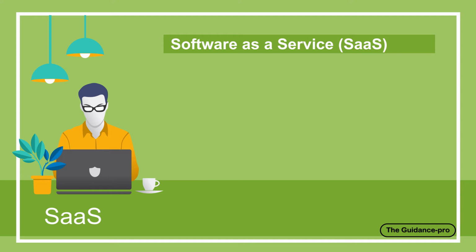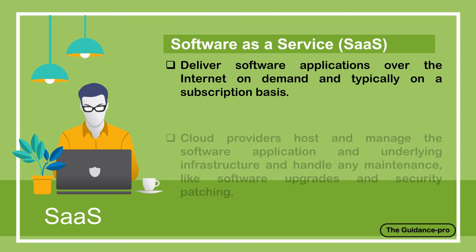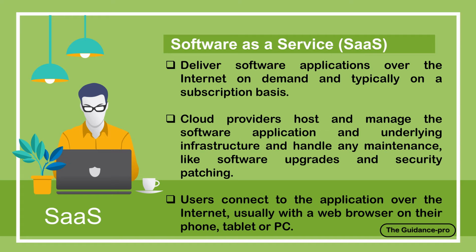The third type of service model is SaaS, which refers to Software as a Service. As the name indicates, this model provides end-to-end software services, delivering software applications over the internet on demand and typically on a subscription basis. Cloud providers host and manage the software applications and underlying infrastructure and handle all the maintenance required for the application, like software upgrades and security patching. Users connect to the application over the internet, usually with a web browser on their phone, tablet or PC.